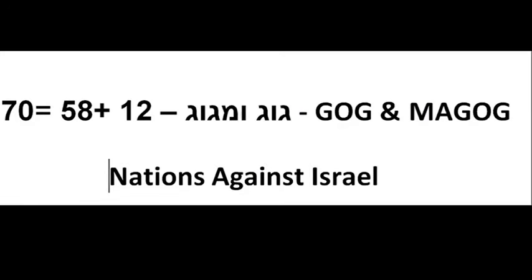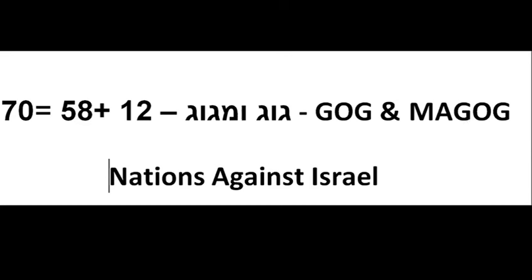Now, what is Gog Magog? There are a lot of opinions, but one is brought by the Vilna Gaon, the Gematria of Gog Magog. The numerical value of Gog Magog is 70. 12, Gog Magog, 58, 70. This is Gematria and Gog Magog.